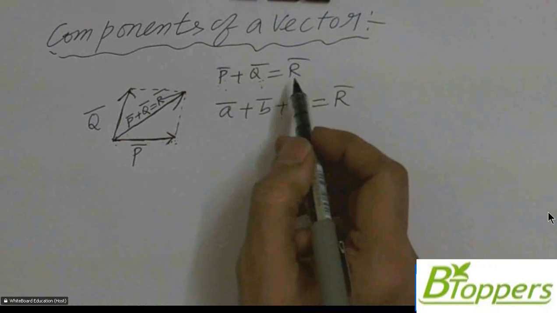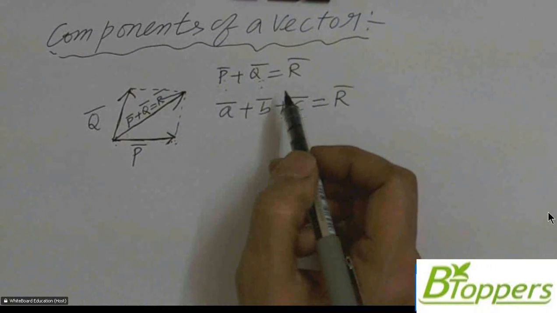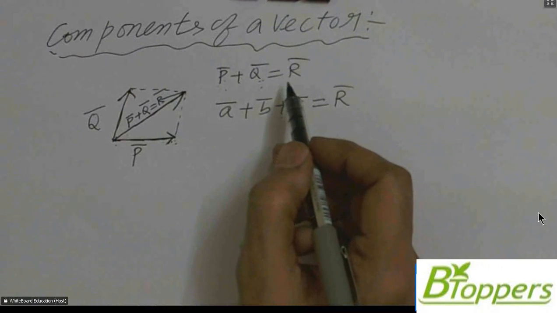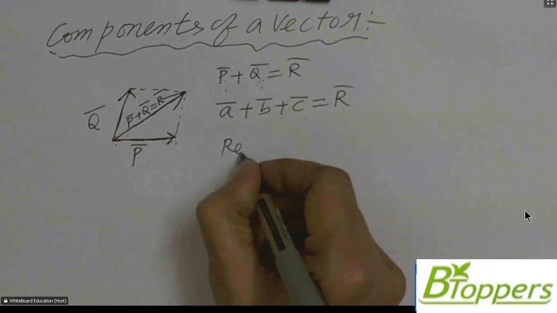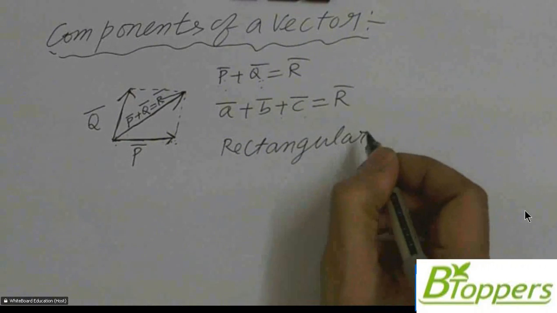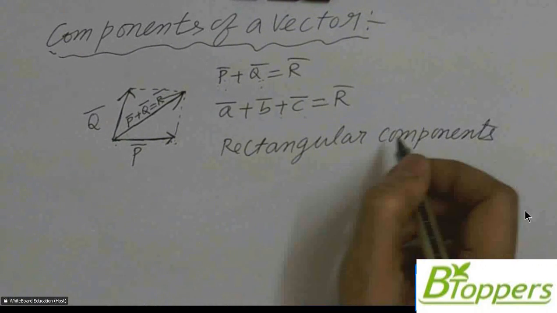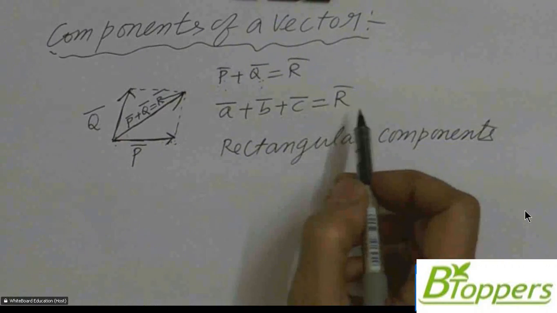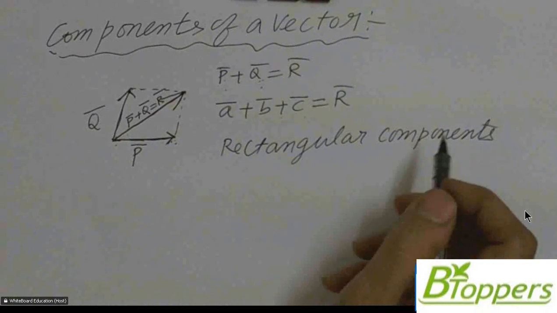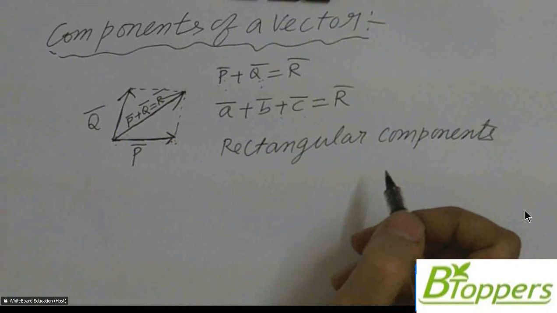If one component of vector r bar is perpendicular to the other component, then the two components are called the rectangular components of the vector. You see, if one component of the vector is perpendicular to the other component, then the two components can be called the rectangular components of the vector.